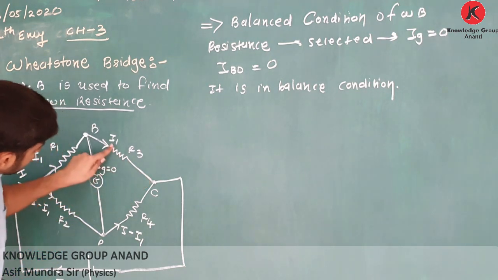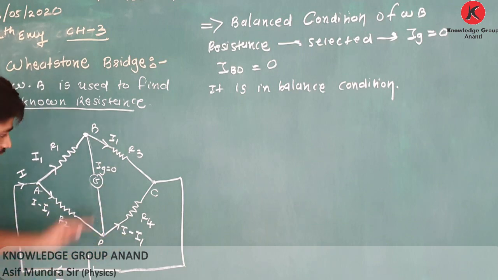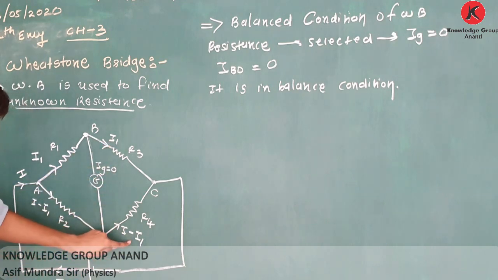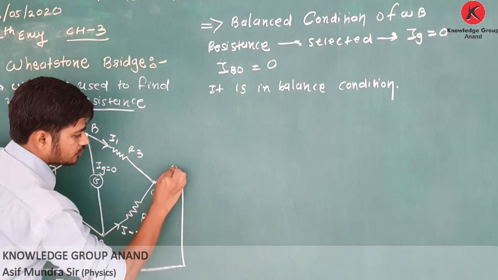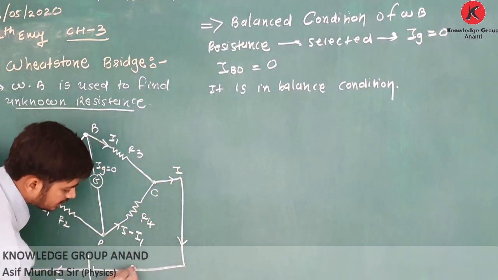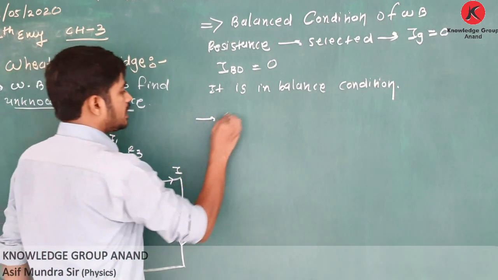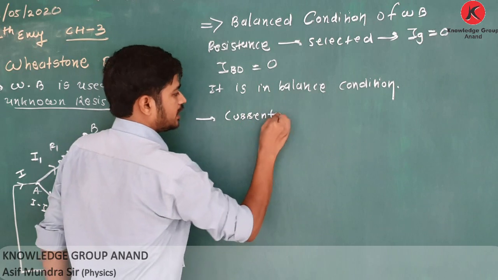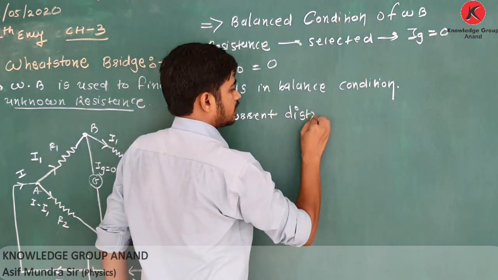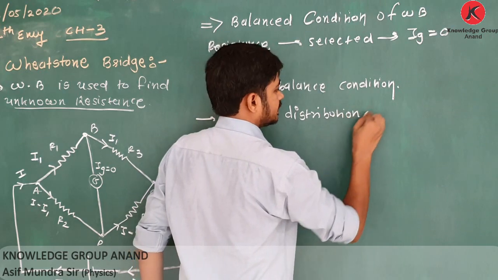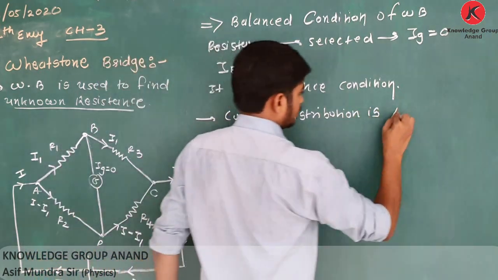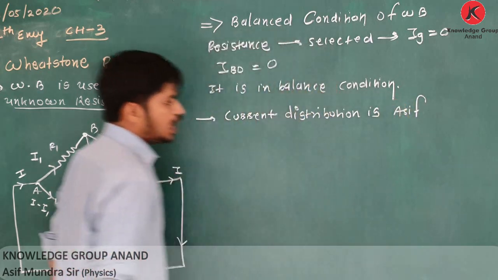Now, at this point C, I1 and I minus I1 meet. So minus I1 and I1 cancel out. So what is the current? It is I. See, at the negative terminal of the cell, the current entering is I. Means your current distribution is right. Clear about this? So you have to write one statement: current distribution is as shown in the figure.